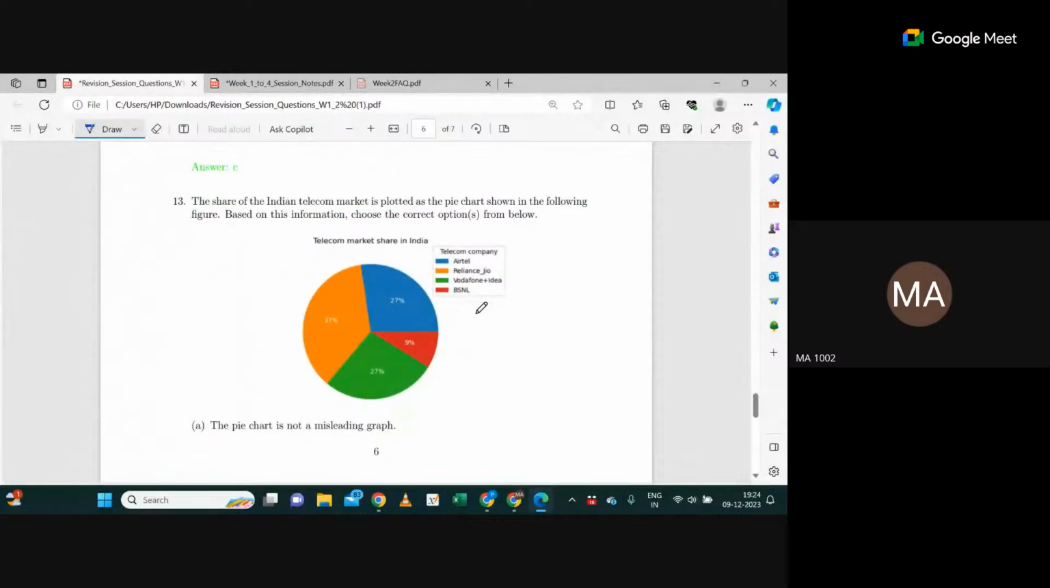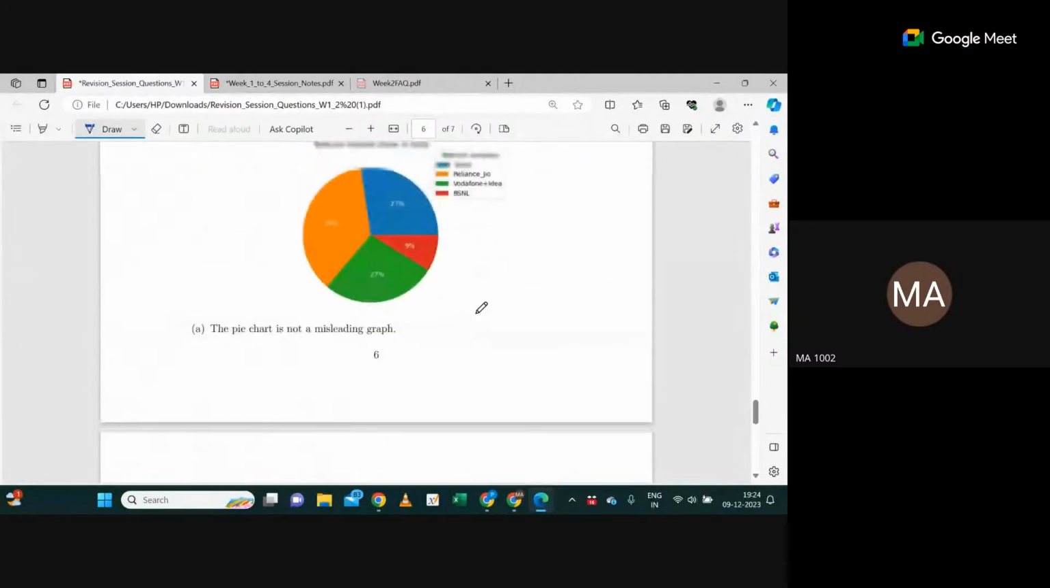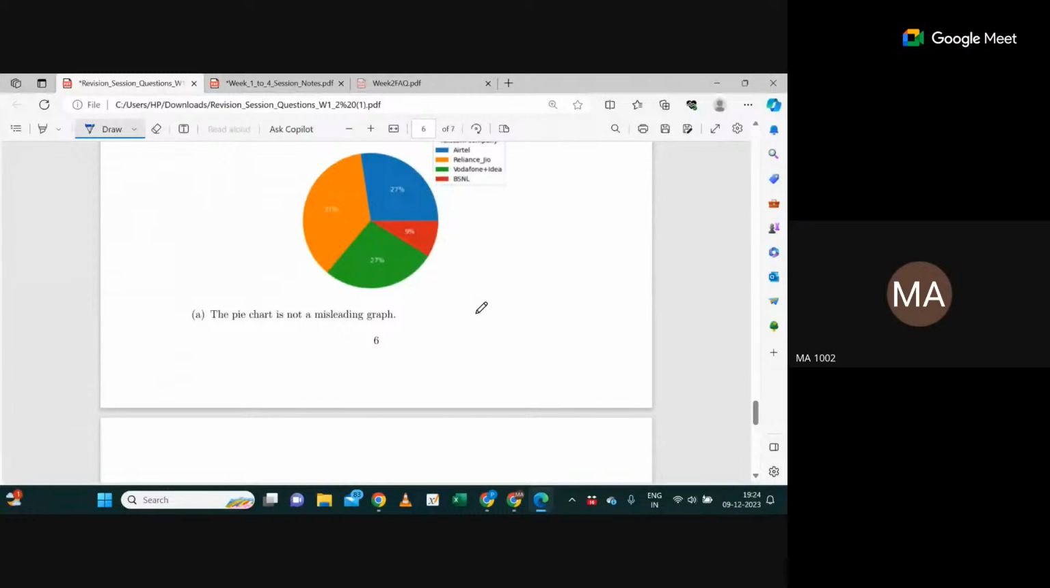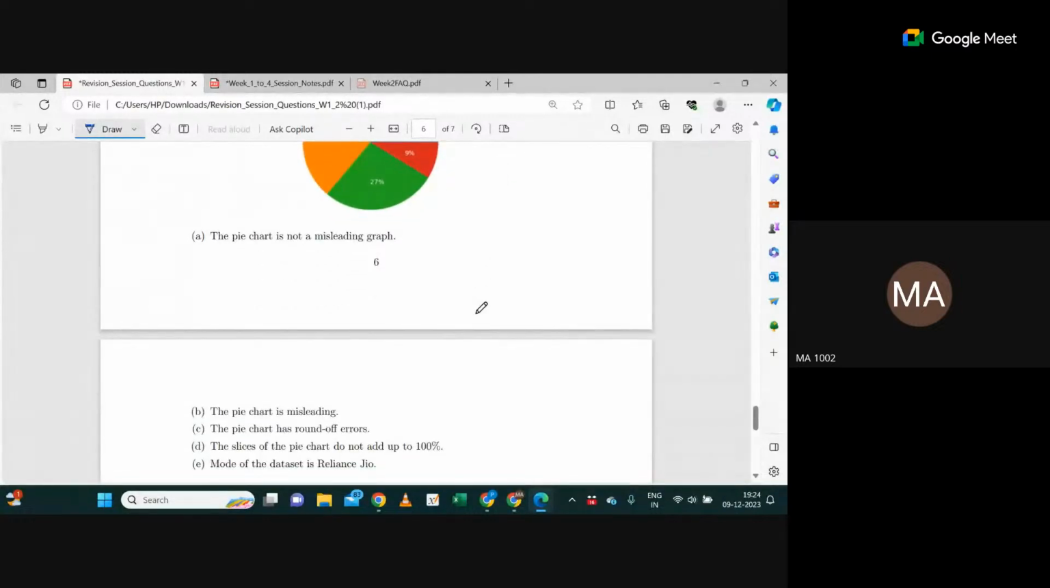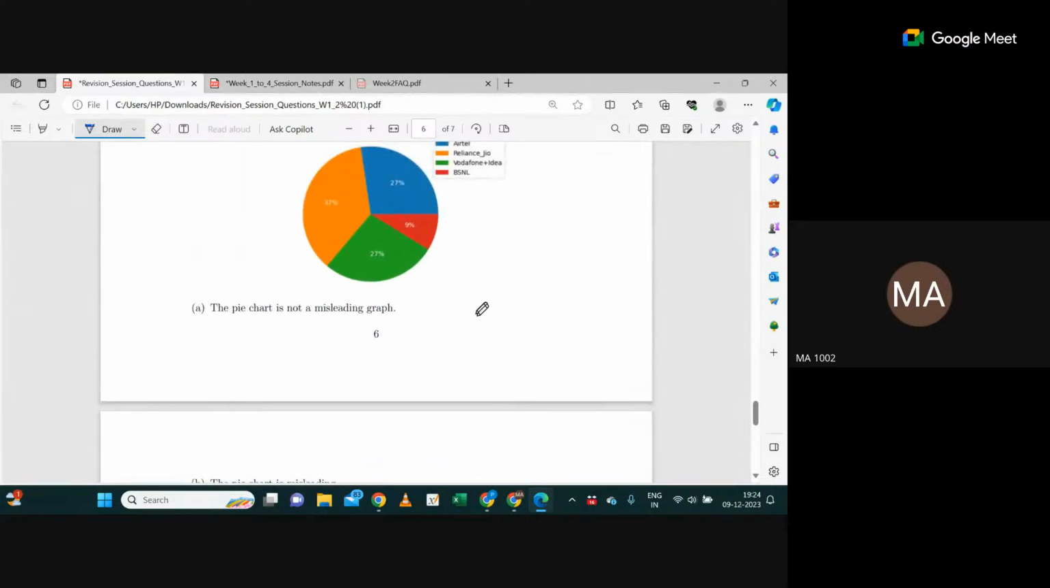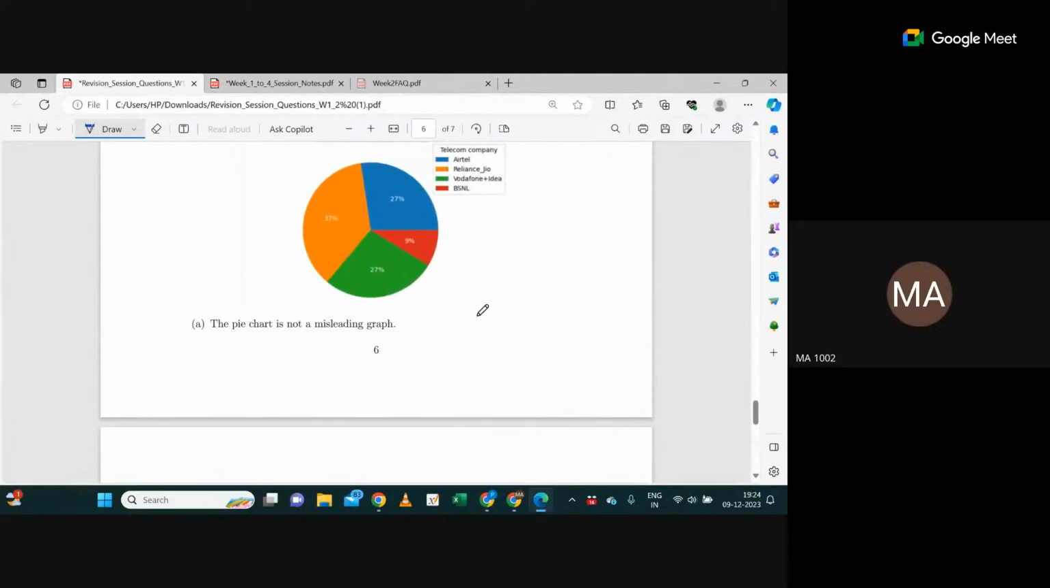The share of the Indian telecom market is plotted as a pie chart, shown below. So we have to choose the correct options. The options are: the pie chart is not a misleading graph; the pie chart is misleading; the pie chart has round off errors; and the slices of the pie do not add up to 100%; mode of the data set is Reliance Jio. So tell me which option should be correct.